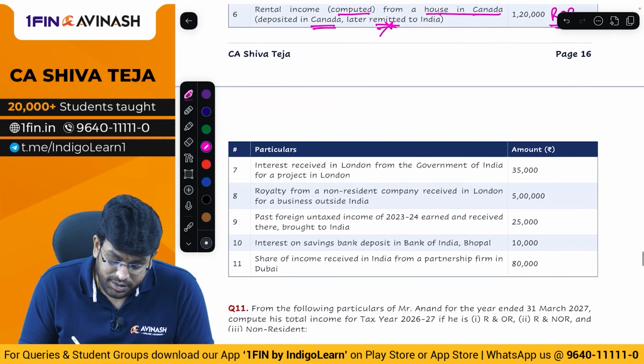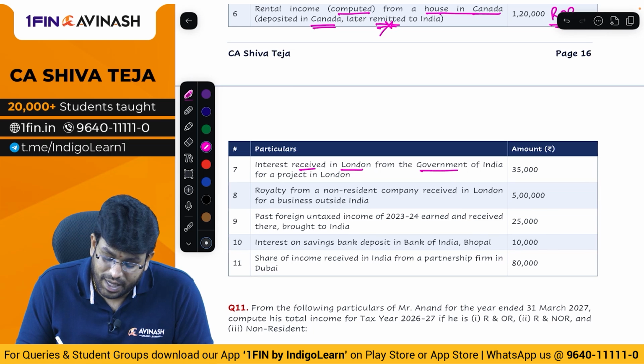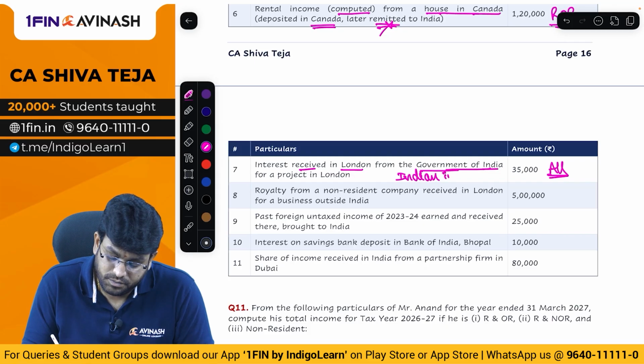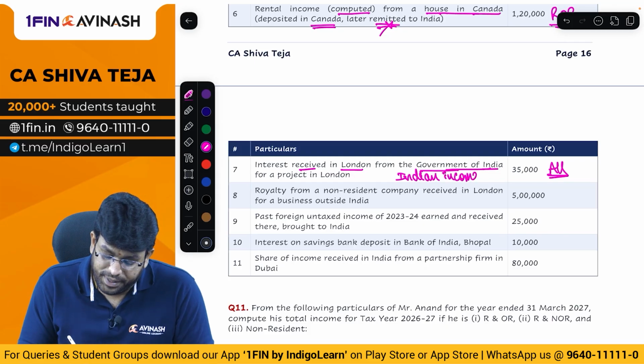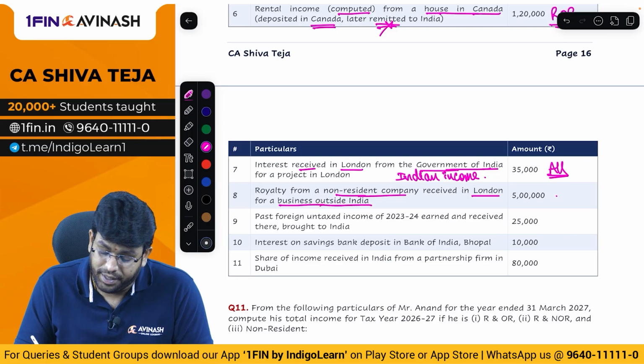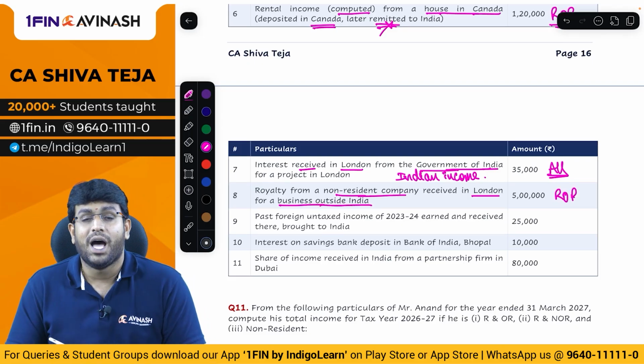Next, interest received in London from Government of India. Since it is Government of India, this becomes an Indian income. Royalty from a non-resident company received in London for a business outside India, we will tax only for ROR.